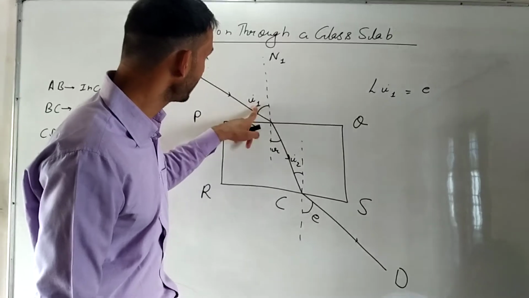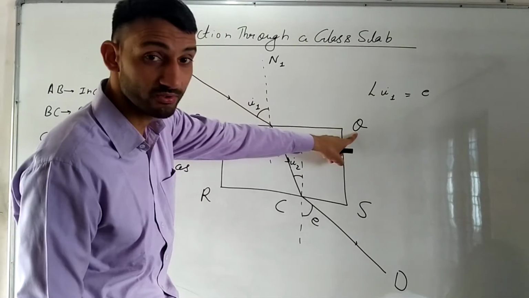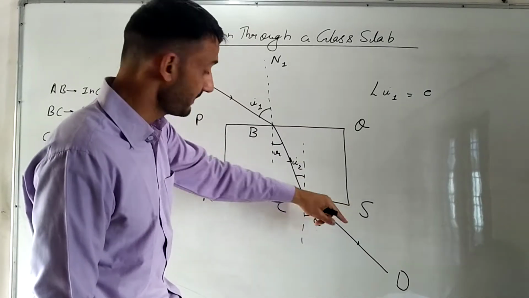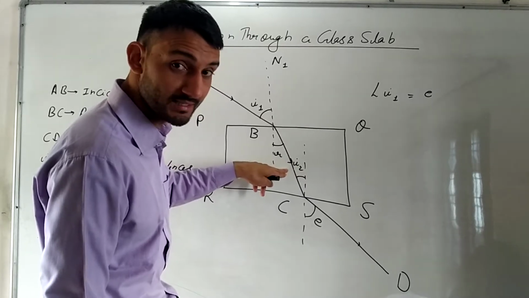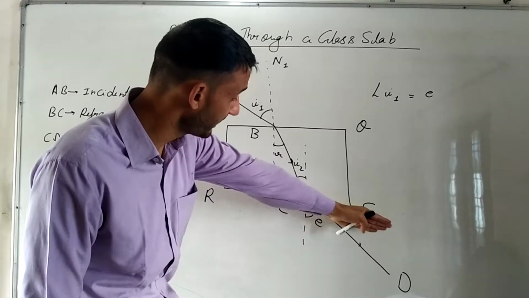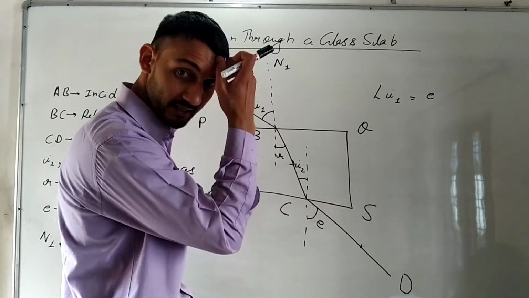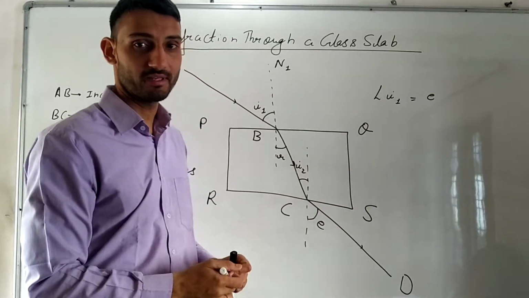Okay. So I1 is the angle of incidence for the PQ surface. I2 is the angle of incidence for the RS surface. Then the light ray will go from denser, that is glass, to rarer, that is air. So it will bend away from the normal. So CD is known as the emergent ray, and this E is known as the angle of emergence.